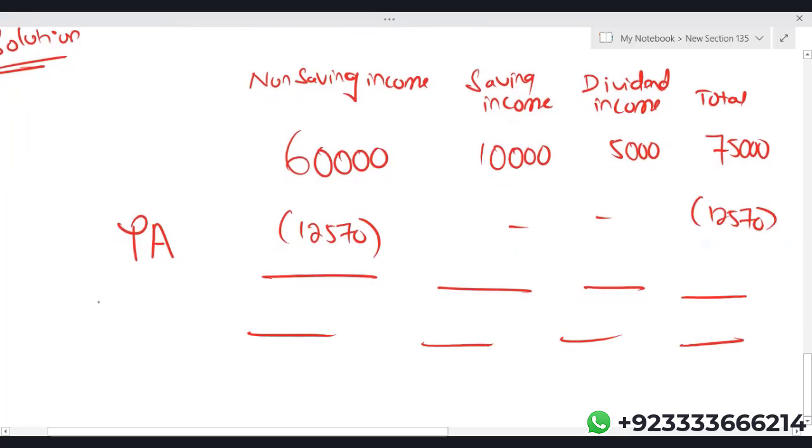After deducting the personal allowance, we'll get taxable income. So simply 60,000 minus 12,570. Let's see, students, they are giving answers. Great. So taxable income is 47,430.